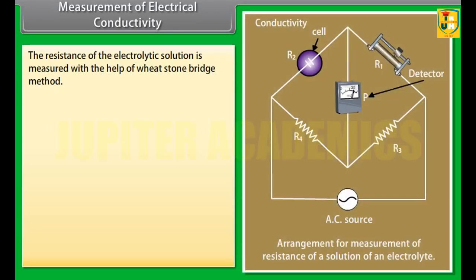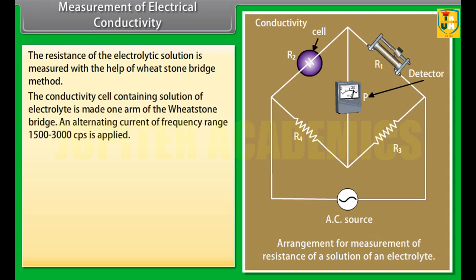Measurement of electrical conductivity. The resistance of the electrolytic solution is measured with the help of Wheatstone bridge method. The conductivity cell containing solution of electrolyte is made one arm of the Wheatstone bridge. An alternating current of frequency range 1500 to 3000 cycles per second is applied. Direct current is not used here because it causes electrolysis and results in the change in concentration of electrolytic solution near the electrodes, resulting in polarization effects.